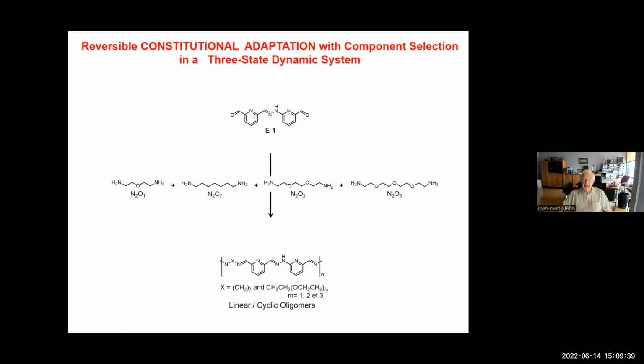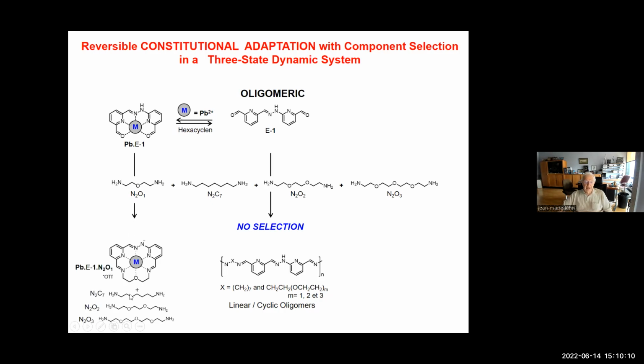Now this has been illustrated in the following way. Let me just show you that quickly. So this is dialdehyde at the start in a W form. We mix in 4 diamines with an oxygen, with C7, with N with 2 oxygens, and with another diamine here. When you just mix together at the beginning, you get no selection, you get a mixture of linear and cyclic oligomers. Now, when you add lead, you bend it around, the lead forms a complex, and now you have a single compound formed, which is the single compound derived from the diamine.